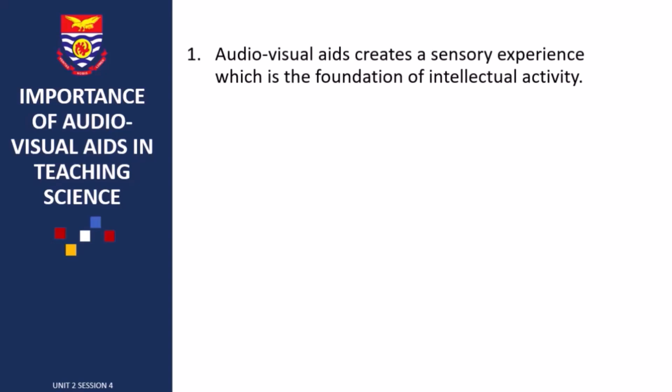1. Audiovisual aids create a sensory experience, which is the foundation of intellectual activity. A verbal symbol, which is meaningless, becomes meaningful when it is associated with a visual symbol. For example, the meaning of a precipitate is understood only when it is seen in a test tube. And so, audiovisual aids help the student to use these two senses, the sense of sight and of hearing, to experience this fact or information, which will help to build his intelligence on this topic or concept.